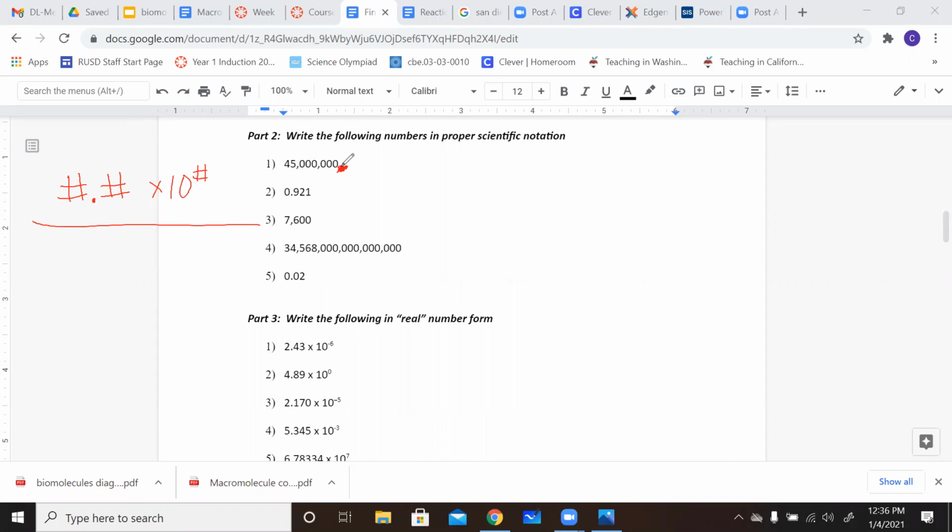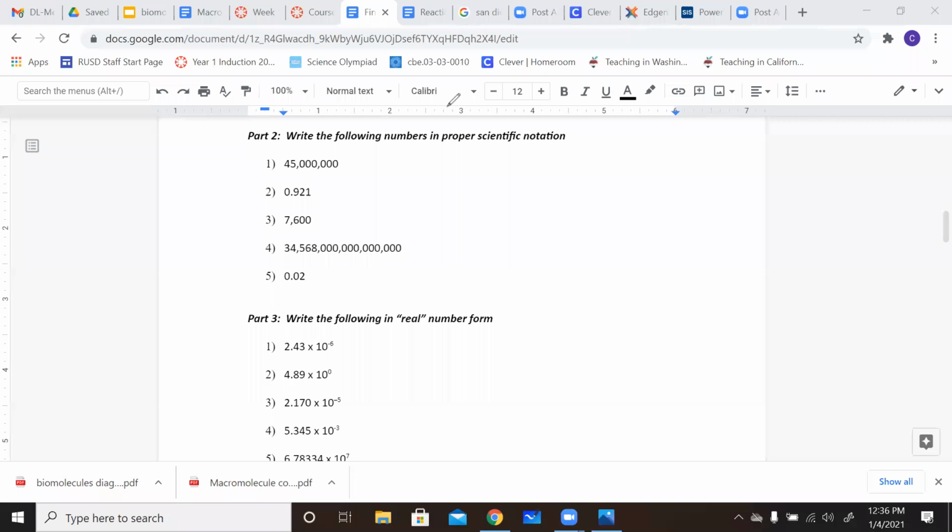So we're going to move this on over 1, 2, 3, 4, 5, 6, 7 spaces until we get the number 4.5. And since I moved it 7 spaces to the left, I'm going to have an exponent of 7. If I were to move that decimal place to the right, then my exponent would have been negative. Okay, so that's how you're going to do that.